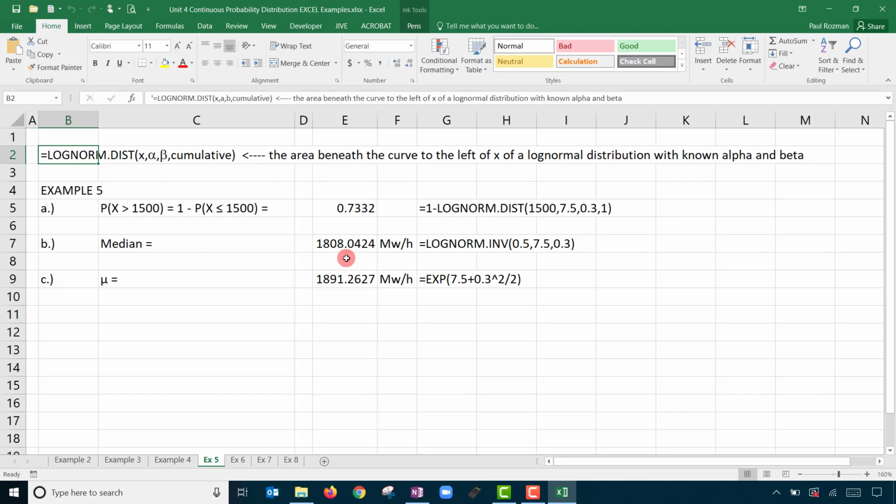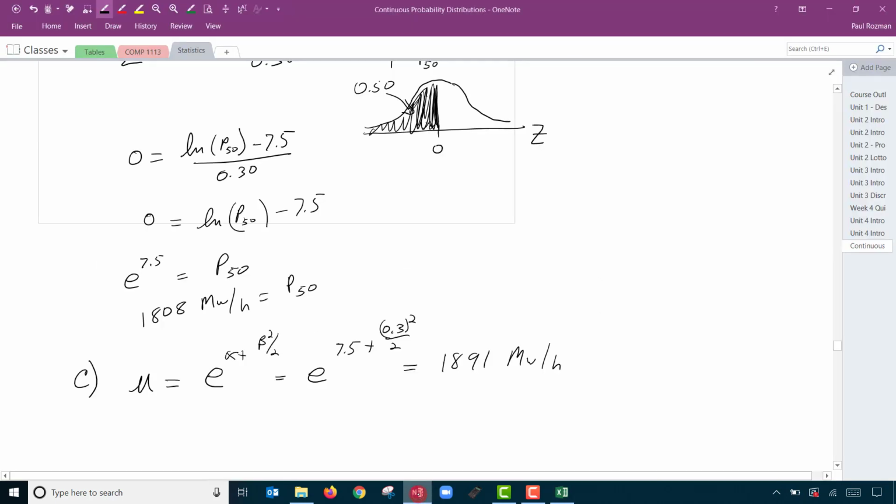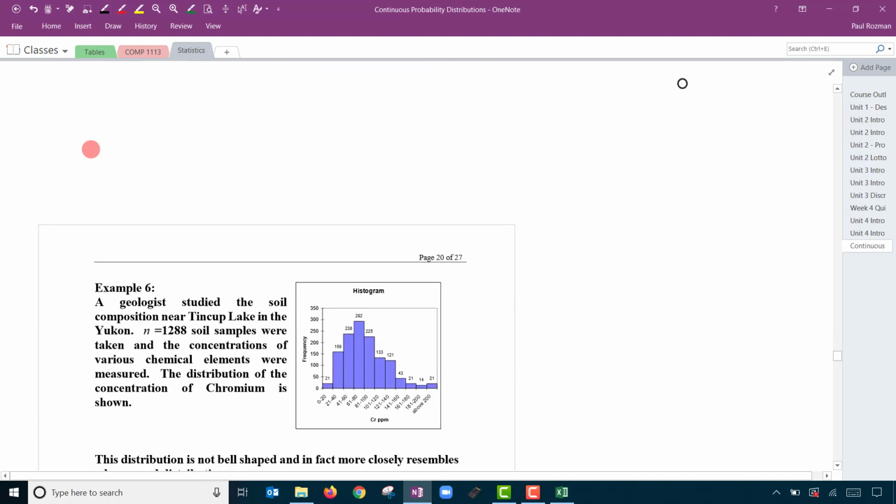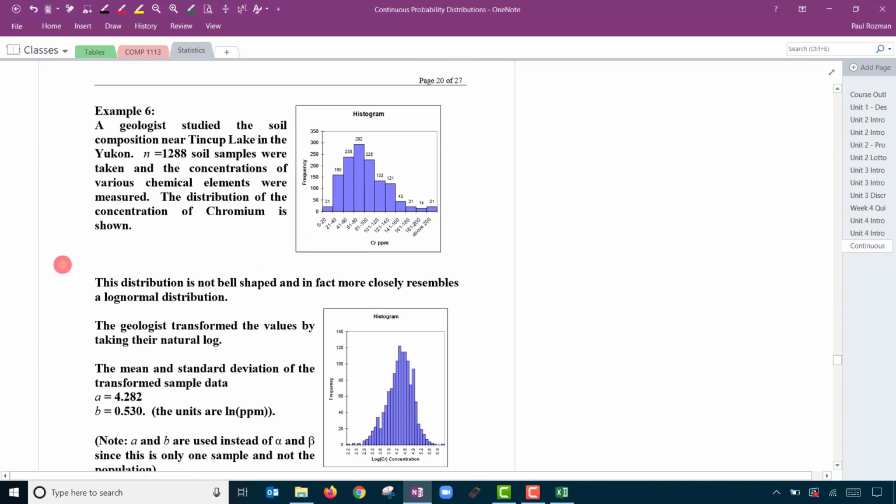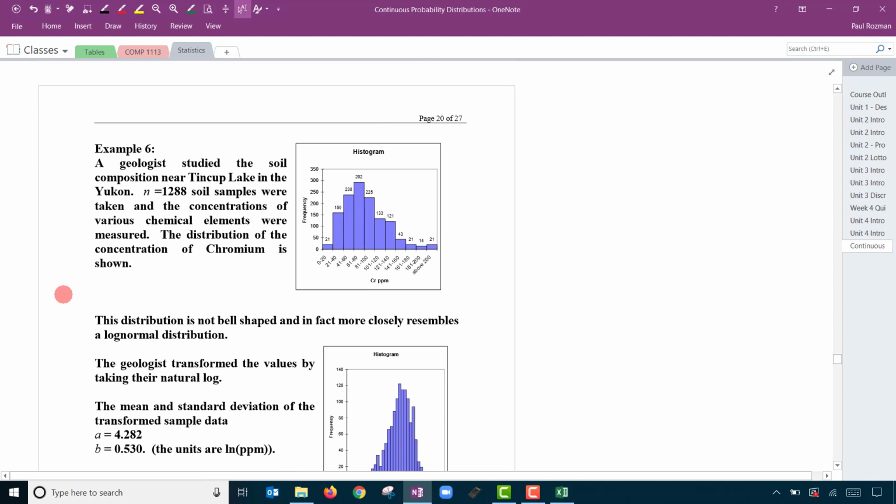So yeah, it's pretty fun to do them in Excel, and you're certainly welcome to do them that way. So we can continue on with this. I thought, where the heck did alpha and beta come from? So I thought I should do a quick example with you guys. It's still a log normal problem, but it's a real world one where maybe you don't know what alpha and beta are yet.